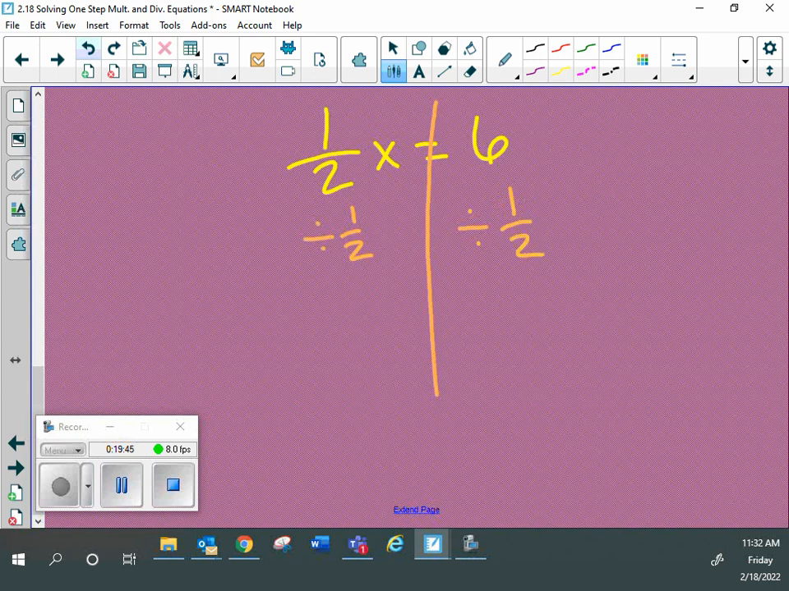Yes, you're getting there. You're getting there, Luzon. Just one step at a time. Okay? When I divide a number by itself, it cancels out, and I'm left with x.